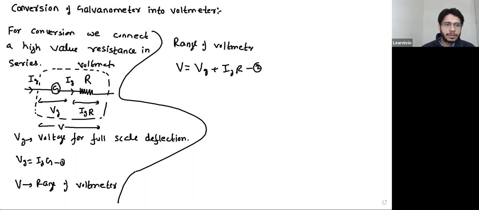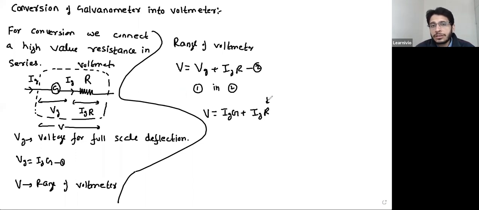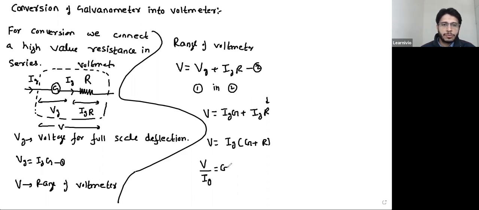Next, what we can do, we can substitute the value of Vg from 1 and 2. So if I substitute 1 and 2, then I can write that V is Ig into G plus Ig into R. See here, I'm interested in this R. We need a relation between the resistance R that you will connect in series and the range of the voltmeter. So for this R, you can take this Ig as common. It's G plus R. It's V by Ig, which is equal to G plus R.